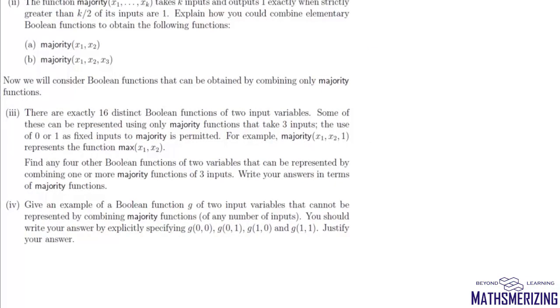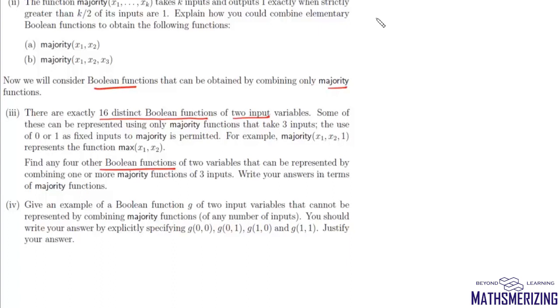Now it says we'll consider Boolean functions that can be obtained by combining only majority functions. And the third one says there are exactly 16 distinct Boolean functions of 2 input variables, and some of these can be represented by only majority functions that take 3 inputs. The use of 0, 1 as fixed input to majority is permitted. For example, majority of x1, x2, 1 represents the function maximum of x1, x2. So we have to find any 4 other Boolean functions of 2 variables that can be represented by combining 1 or more majority functions of 3 inputs.